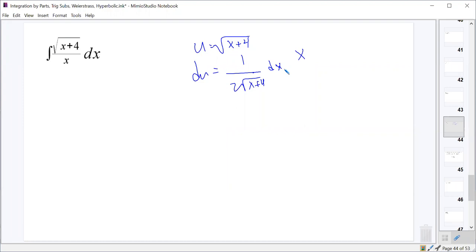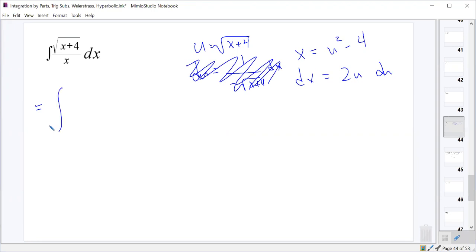What is x going to be? u squared minus 4. It might be easier if we just replace the dx. So maybe we don't want all of this. Maybe we just want to say dx is equal to 2u du. In which case, we'll just go in and replace this: root x plus 4 is u, and then dx is 2u du, and x is u squared minus 4.